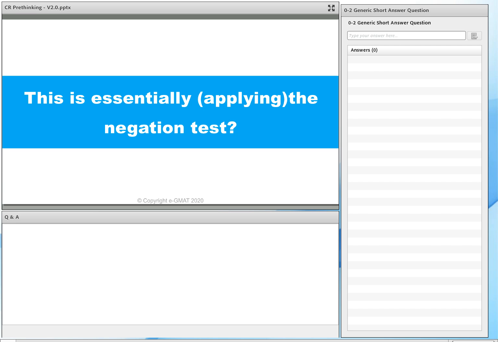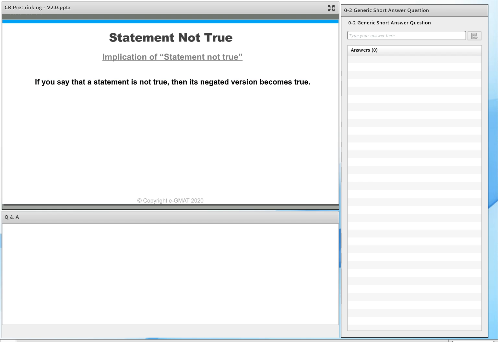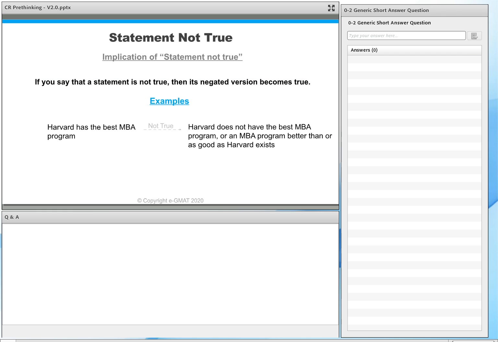Now, some of you may be thinking, how is it that you can really say that if a statement is not true, automatically its negated version becomes true? So let's look at this and take a few examples. If you say Harvard has the best MBA program, and if you say that is not true, are you not automatically saying that Harvard does not have the best MBA program, or that an MBA program just as good as Harvard or better than Harvard exists? If you say this is not true, by default, are you not saying this? Yes, no?